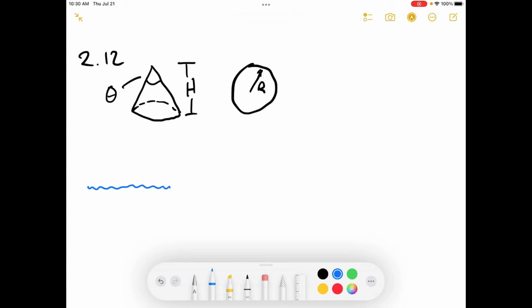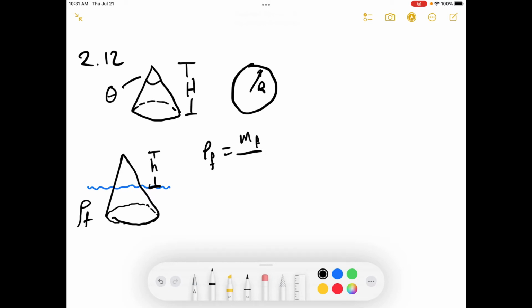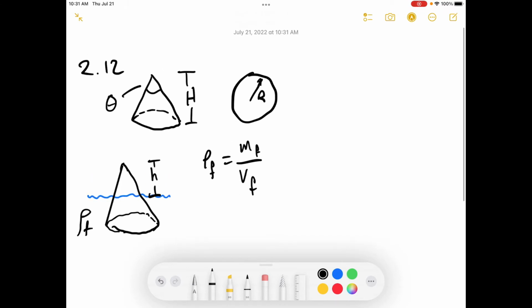Our cone is floating in the water, or unknown liquid. So we've got this cone floating here. It's got a height h above the water, and the liquid has a fluid density of rho f. Okay. We need to calculate rho f. So rho f equals the mass of the fluid over the volume of the fluid.